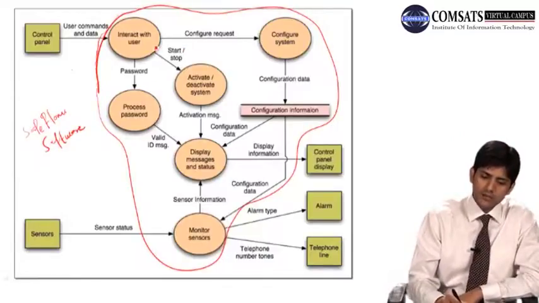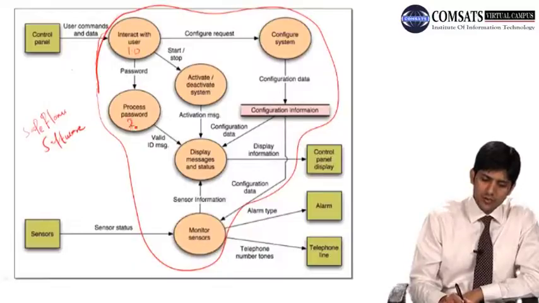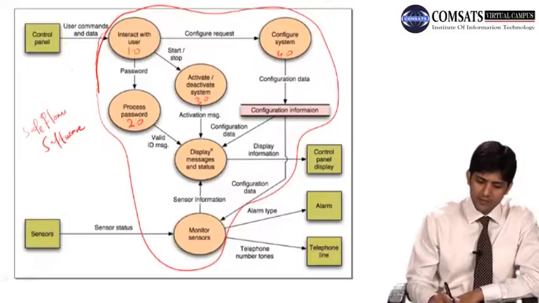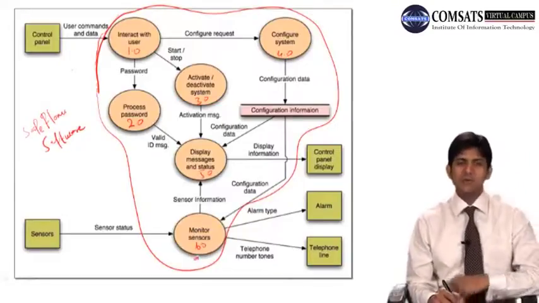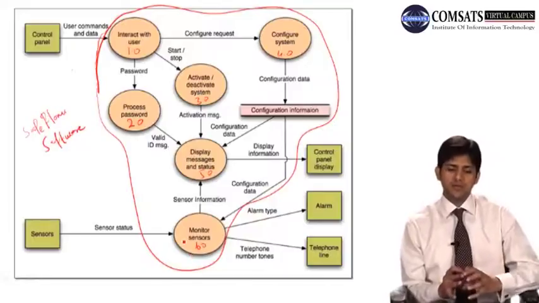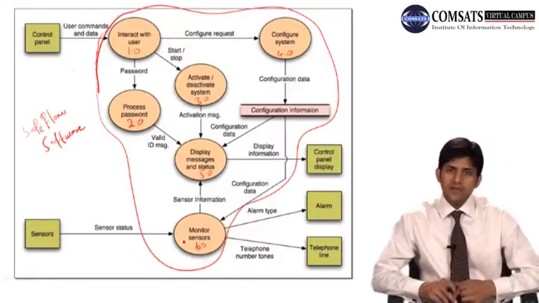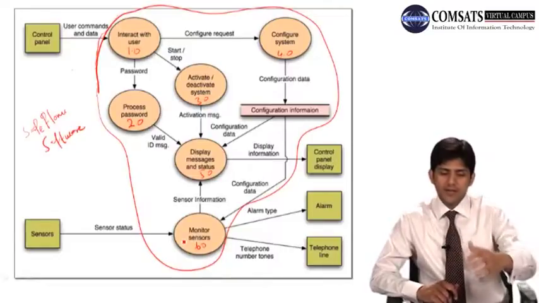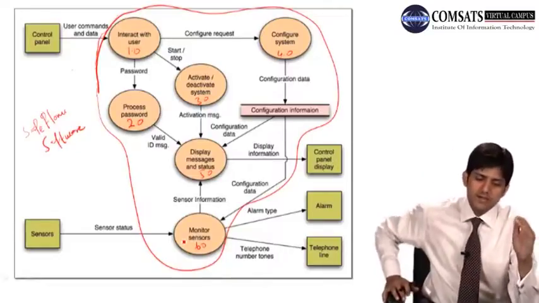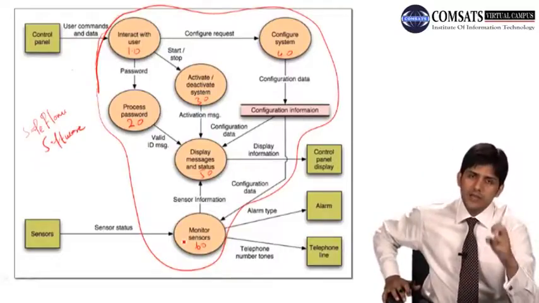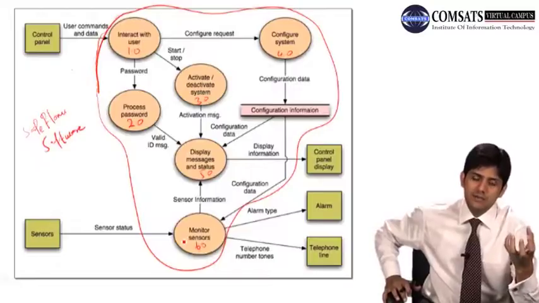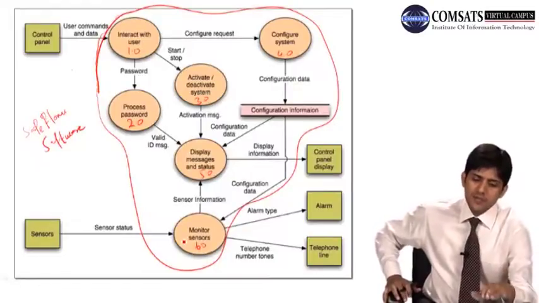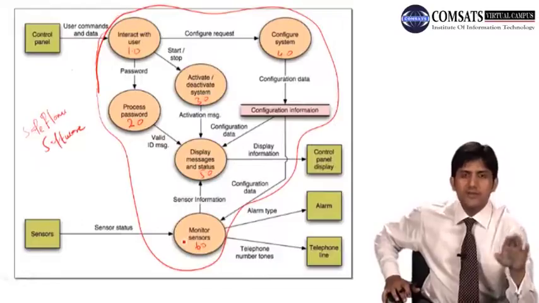We have now 1.0, 2.0, 3.0, 4.0, 5.0 and then this 6.0. So we have decomposed the safe home software into 6 sub-processes. As we started reading the text, we identified that when input comes from the control panel, we need a sub-process which handles that input. So the first sub-process that we have created is interact with the user.